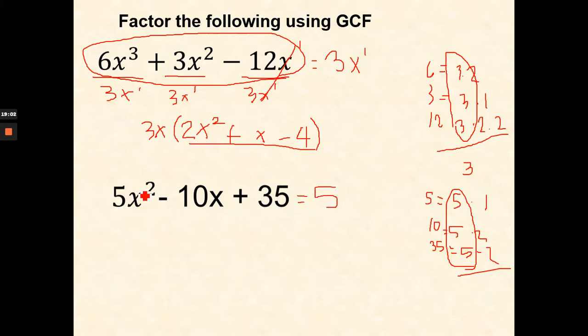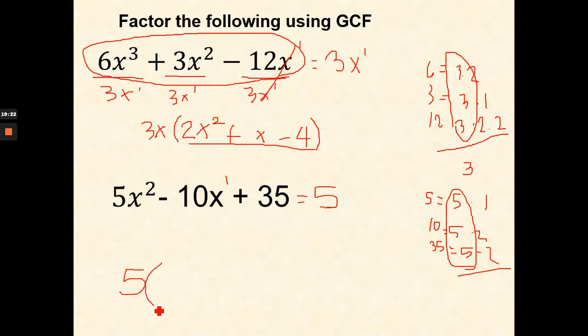Now let us concentrate on the variables. We have here x squared. We have here x raised to 1. Do we have x here? No. So, since we do not have x on the last term, therefore x is not a common factor. So we only have 5 as the GCF.